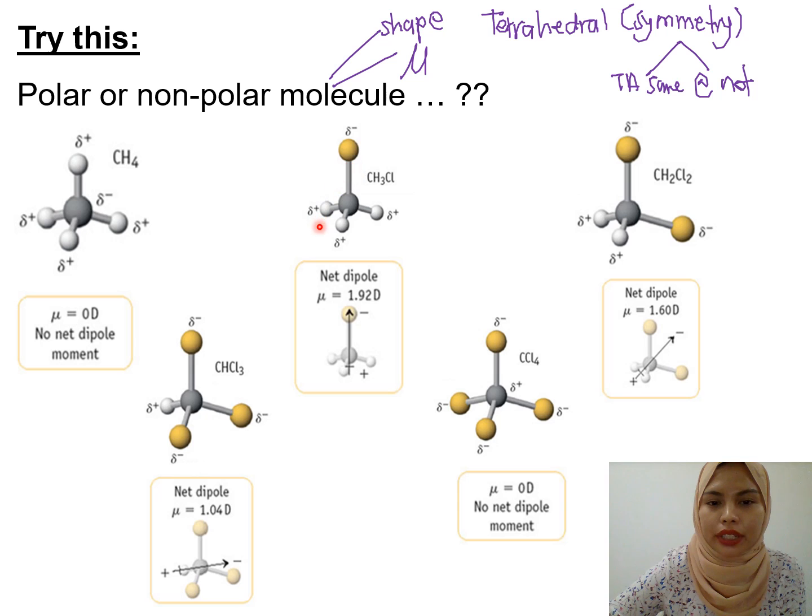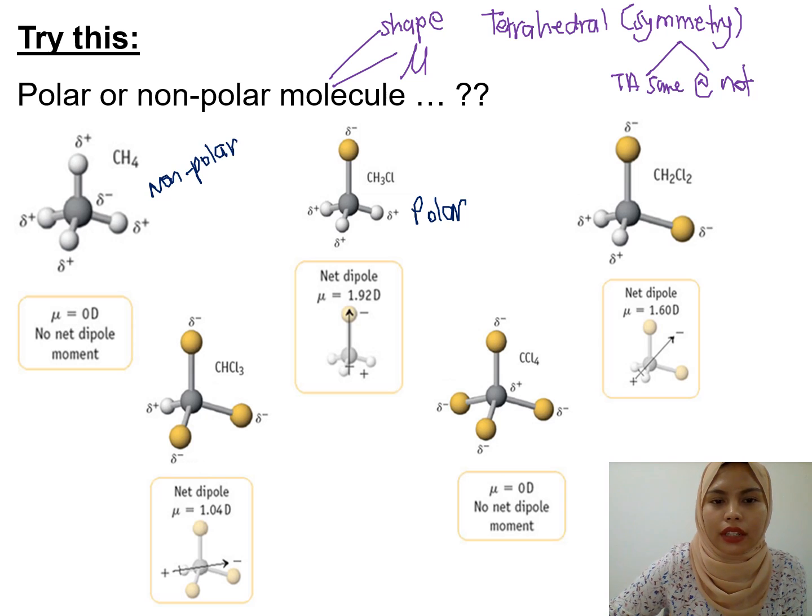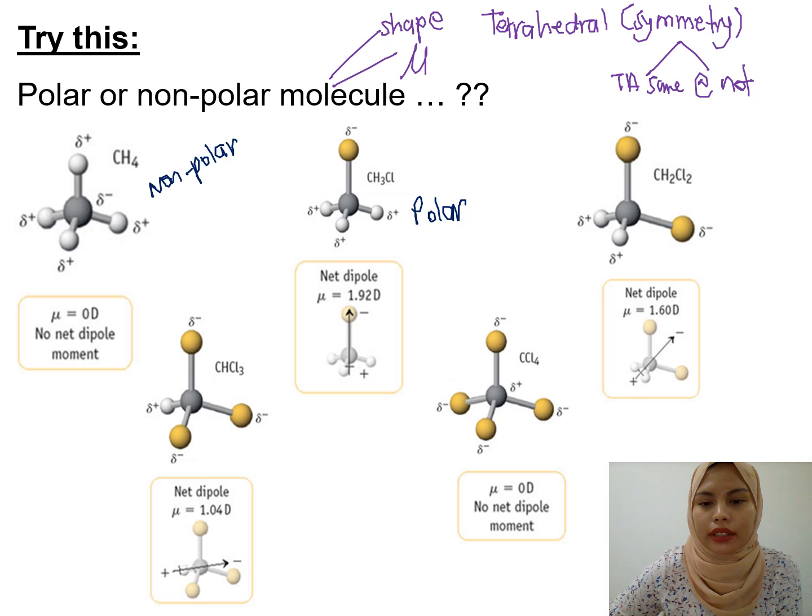Okay, sebab dia punya terminal atoms pun different. So bila dia ada net dipole kat situ, therefore this molecule will be a polar molecule. Okay, so yang ni apa tadi? Non-polar. Okay, so next lah, let's look at the CH2Cl2.